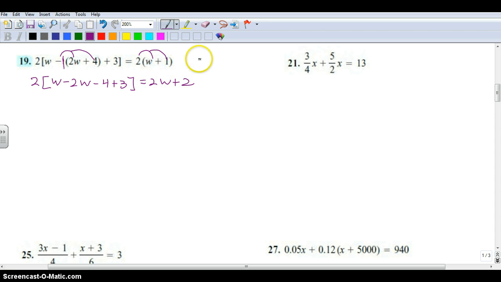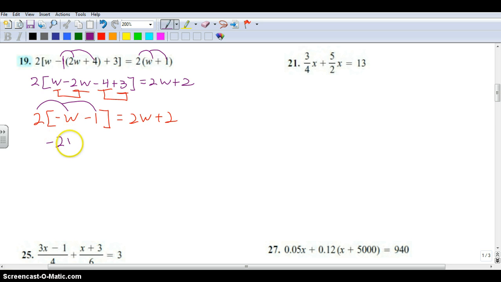2w plus 2. And then before we distribute the 2 right here, you can do it now, but typically we want to go ahead and simplify inside before we distribute. So if you did, it would be okay, but it's better to just go ahead and combine this and get -w. And that should give us -1 equals 2w plus 2. And then now we'll go ahead and distribute the 2. -2w minus 2. Just doubled everything inside the brackets, that's all.